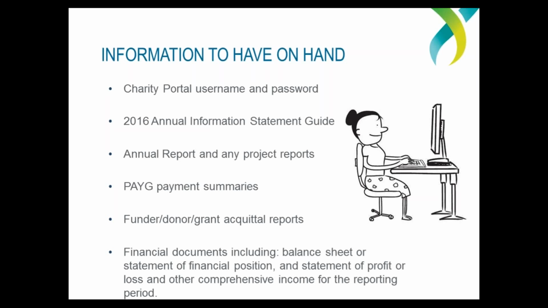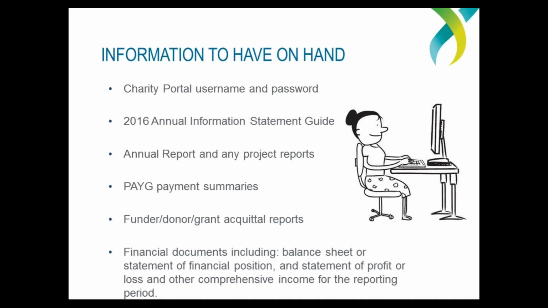Other information that might be handy will include your annual report or any project reports. They'll just help you answer your questions about your work and purpose, for example. Any pay-as-you-go payment summaries should help you with questions about your employee numbers, and any funder, donor or acquittal reports might help, and of course those important financial documents. So that could be your balance sheet or statement of financial position, any statement of profit and loss or comprehensive income.